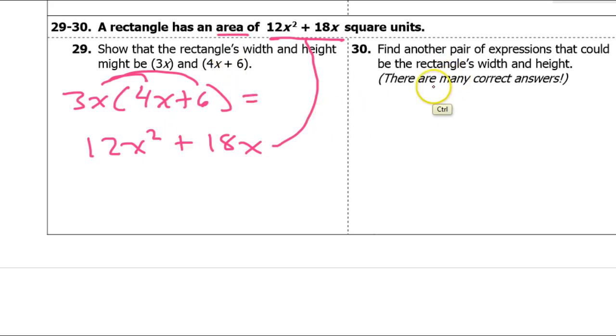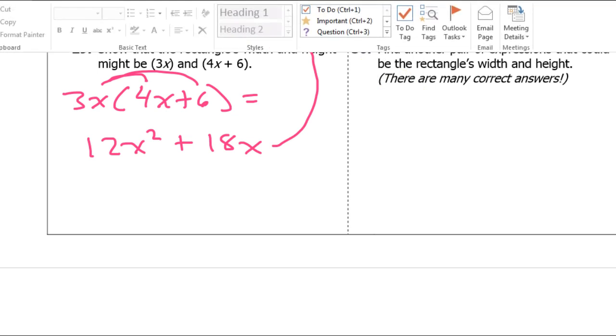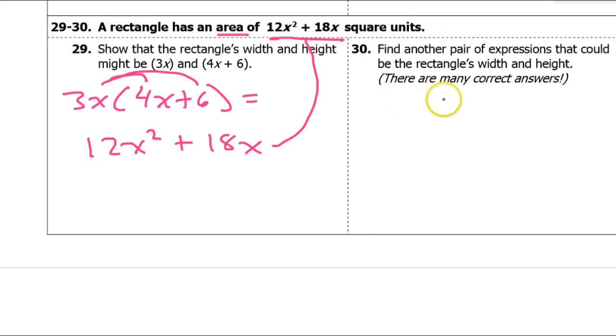Now find another pair of expressions that could be the width and the height. Okay, in other words, I need something else that I could multiply to make 12x squared plus 18x. So look, there's more than one correct answer, but based on what we've been practicing all this time, why not factor out the GCF? And that should be an answer.